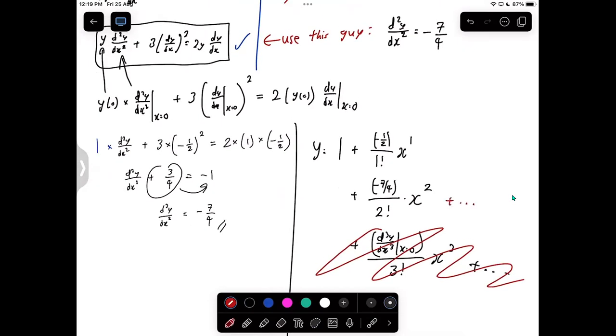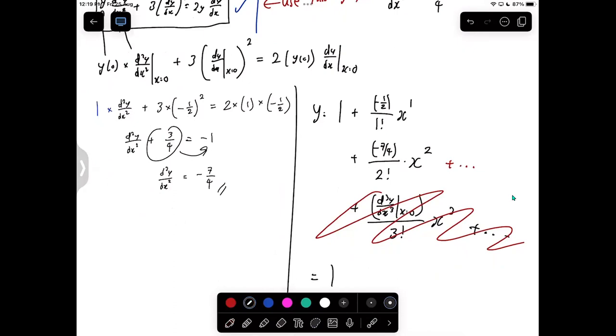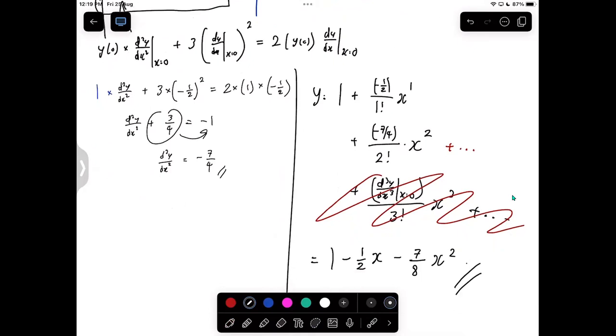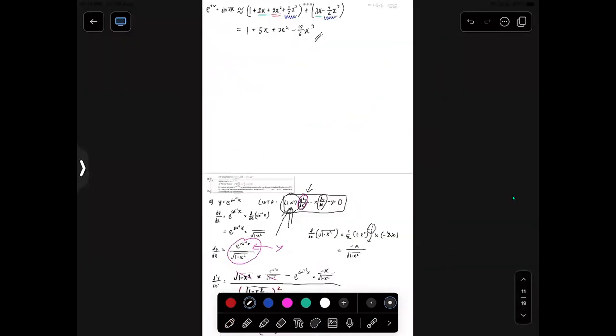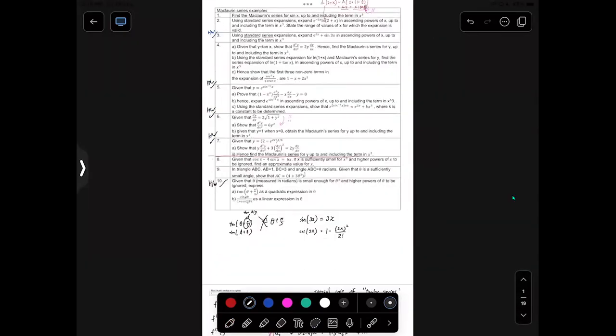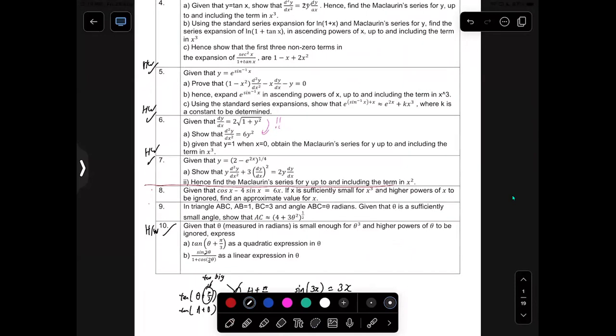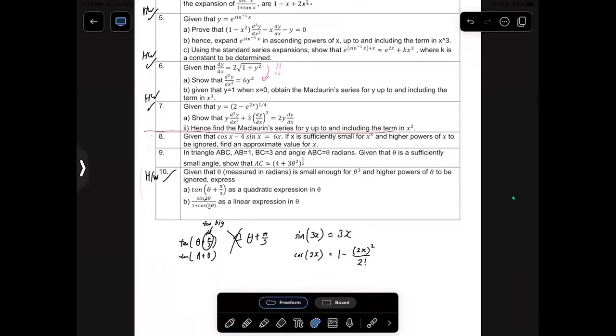Just simplify the rest. Okay, we clean up. 1 minus half x, -7/4, 2 factorial is 2, 7/4 times 2, 8, x squared. Okay, that's the answer. Good. Next question. Let's go. We were at 7. 8 and 9 done. Question 10. Finally, let's go.